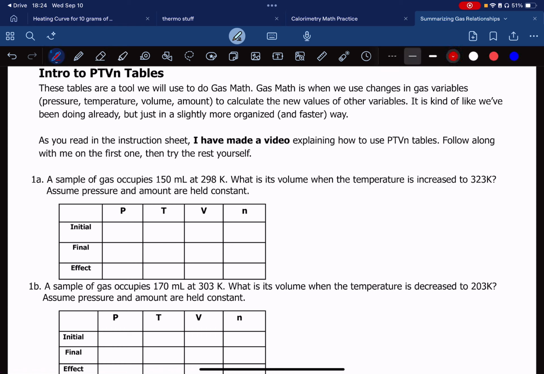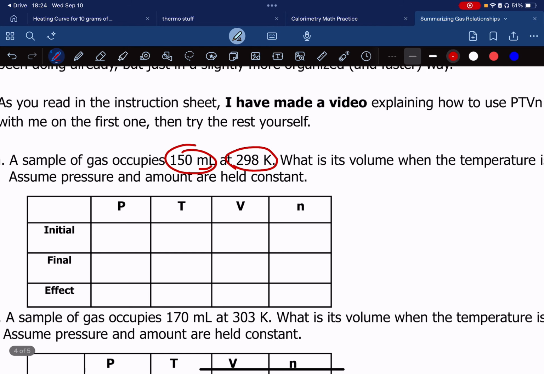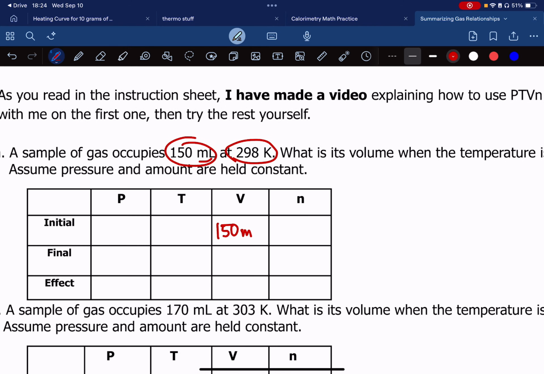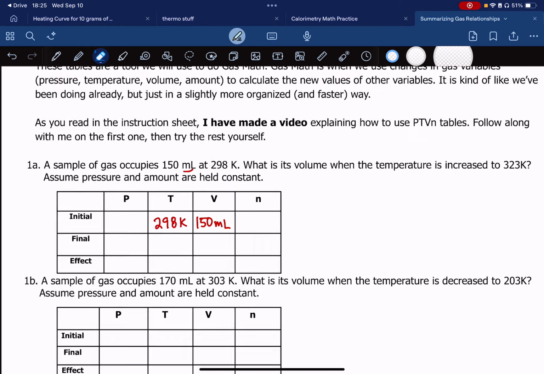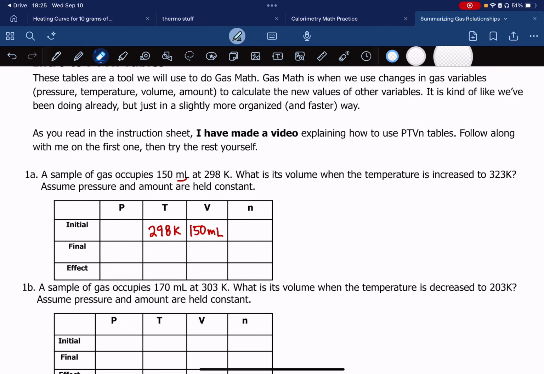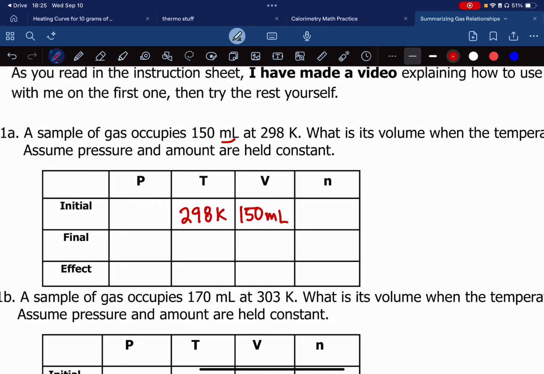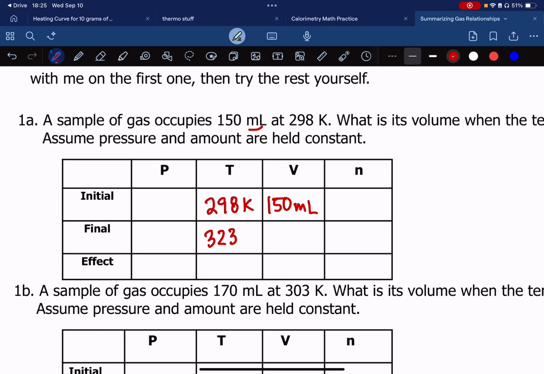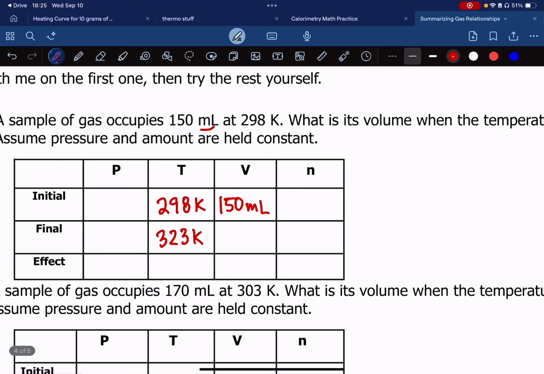So let's fill those in real quick. We know that a sample of gas is occupying 150 milliliters at 298 Kelvin. So milliliters, that is a volume. So I'll say 150 milliliters is my initial volume, and 298 is the temperature when the volume is 150. So that'll also be initial. Then we want to know what is the new volume when the temperature is increased to 323 Kelvin. So that's right here, 323 Kelvin.